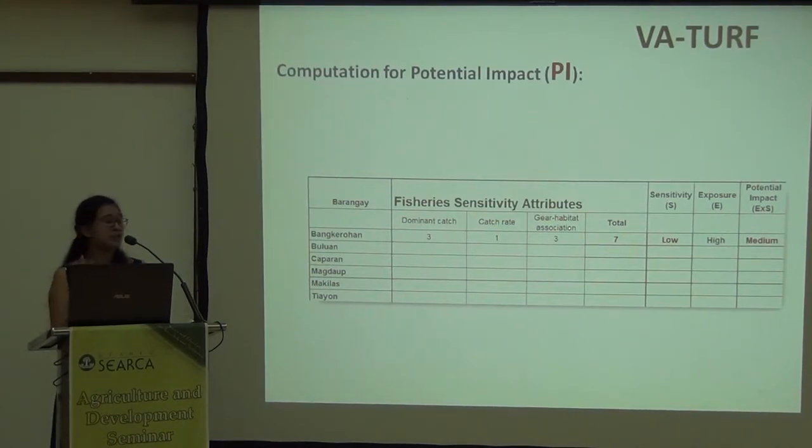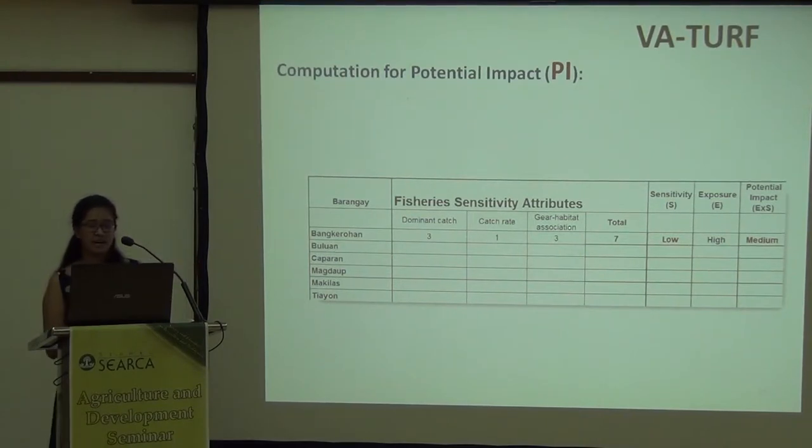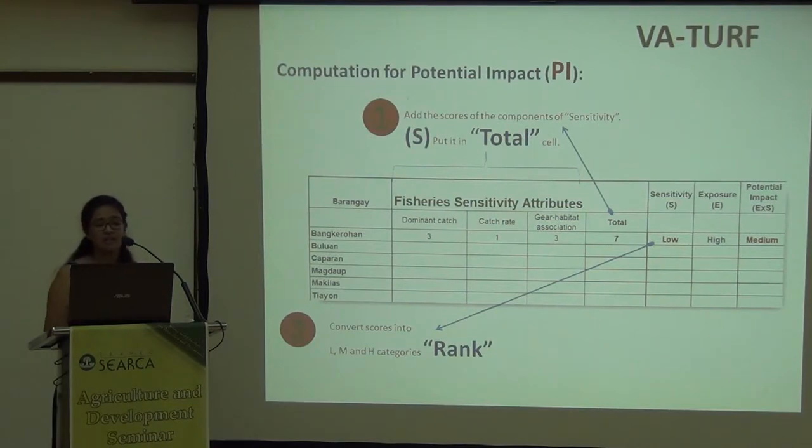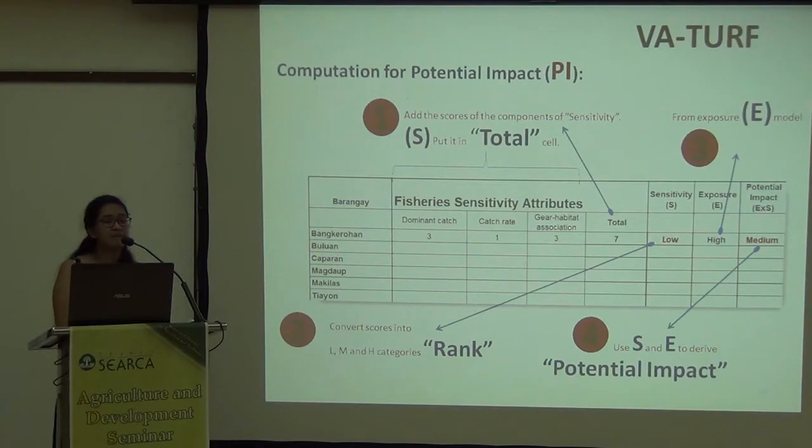And I forgot to tell you, some of the criteria in the scoring are objective, some are subjective. So you can use an expert's opinion to answer a criteria, especially if the data is very limited. Anyway, this is the scoring process. You just add the scores for these criteria, and then convert these numerical scores to rank. Later on, I will show you how to convert. And by using the exposure from the exposure model, we can derive the potential impact. I will show you how later in another slide.